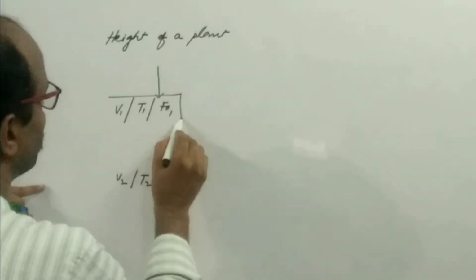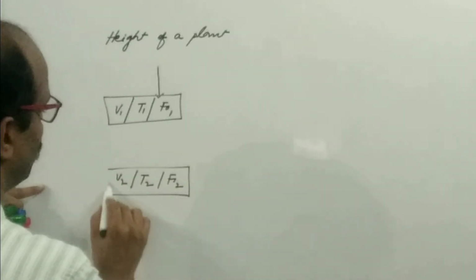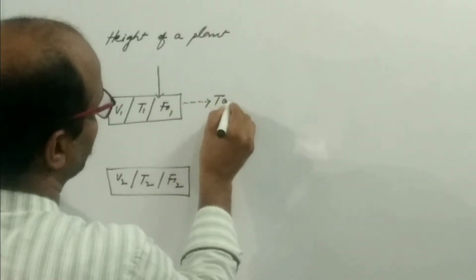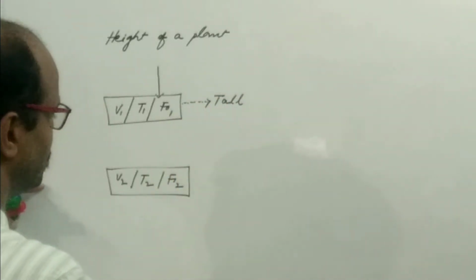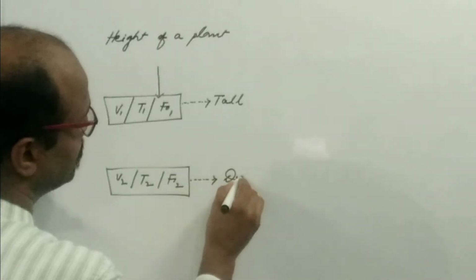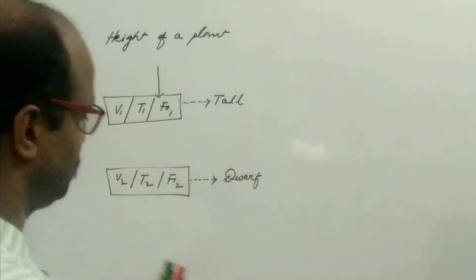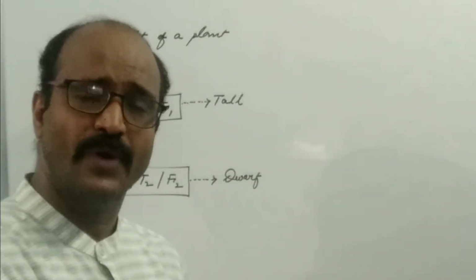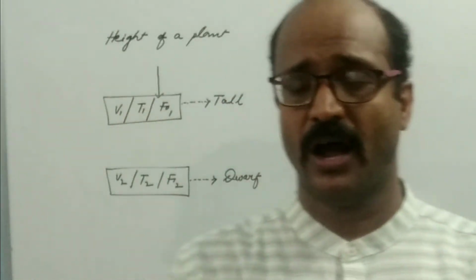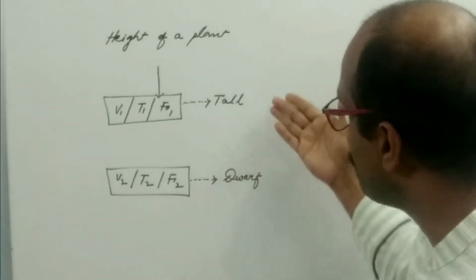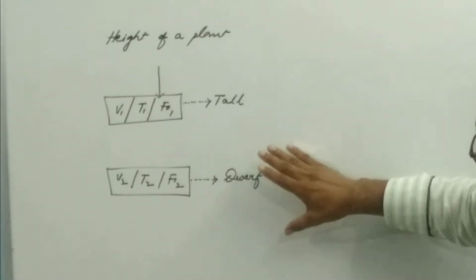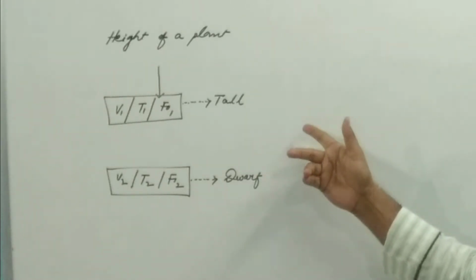Form 1 has the tendency towards the tallness character, and form 2 has the tendency towards the dwarfness character. So according to Mendel, each gene has two alternate forms, and these alternate forms may be contrasting forms. Contrasting means one is tall, another is dwarf. One is dwarf, another is tall. So these are the contrasting forms.